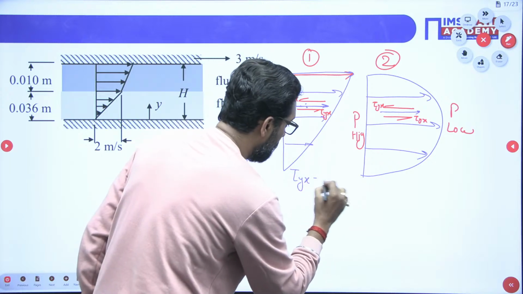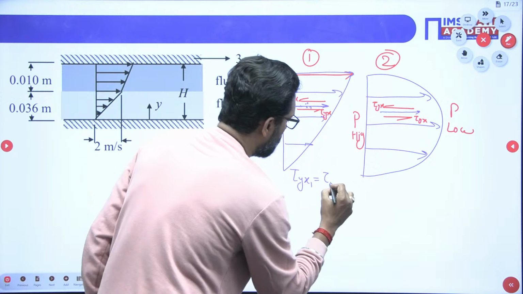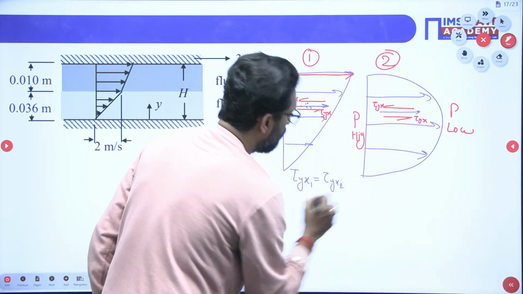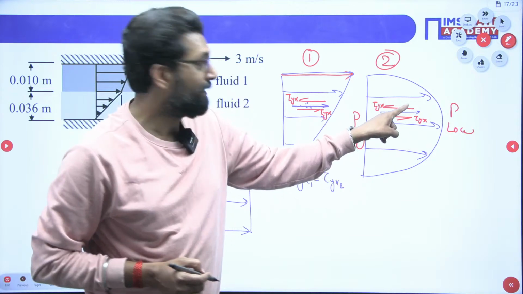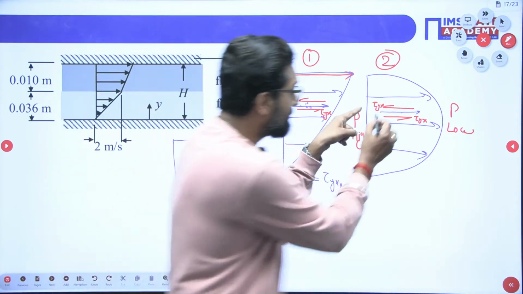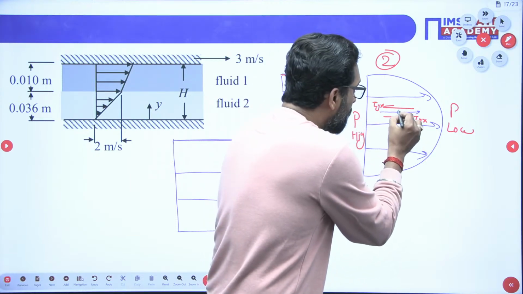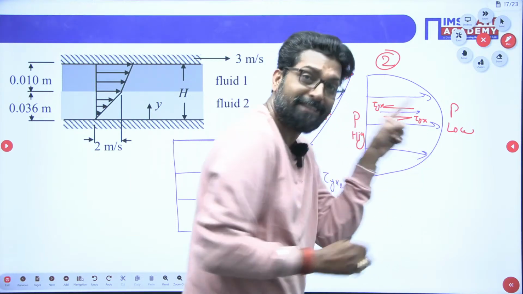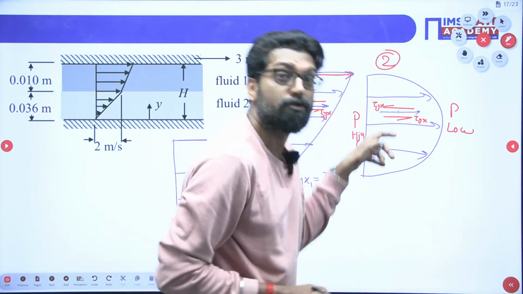Very important. Let's suppose this is 0.1 and this is 0.2. Tau yx 2 is the same. In this case also the same, in this case also the same, at this layer. Why? Because at this layer the velocity at top and velocity at bottom are the same. So the same shear stress.